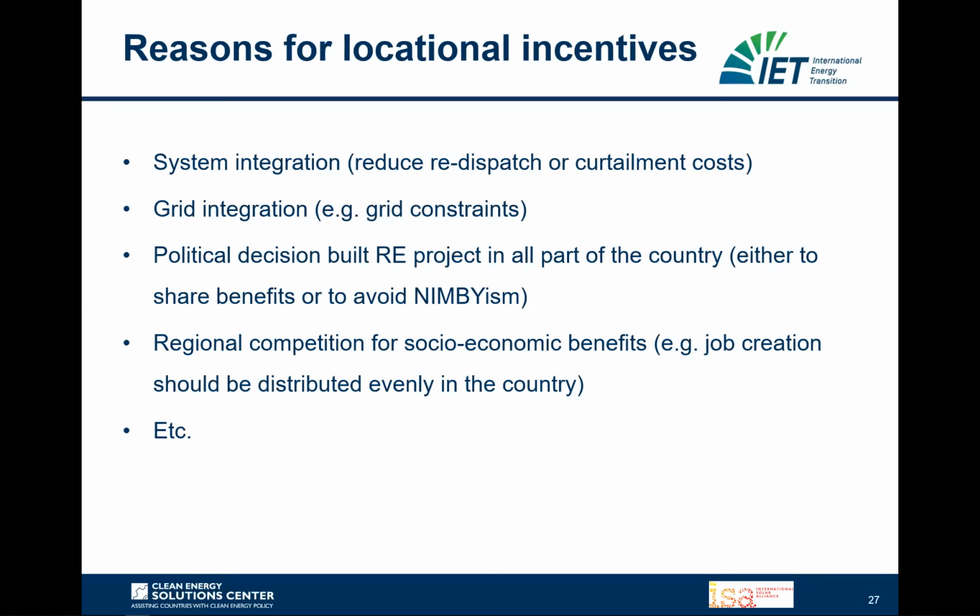And the reasons for locational incentives are primarily related to system integration. So you want to reduce redispatch costs or curtailment costs. So you do not want to curtail or turn down your solar PV system in a certain area with frequent grid congestions, and rather move the solar PV systems to areas with enough grid capacity. So these grid constraints can be overcome. But there are also sometimes political decisions to have renewable energy spread out over a large area of the country and not to create hotspots, which might also create public opposition.